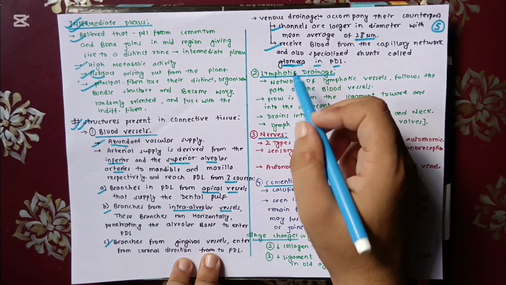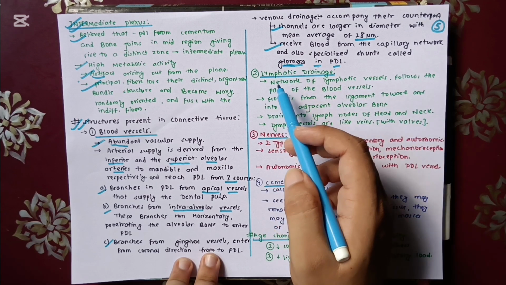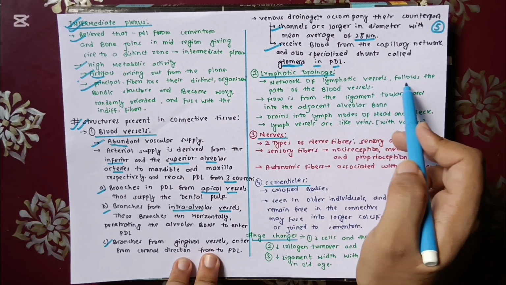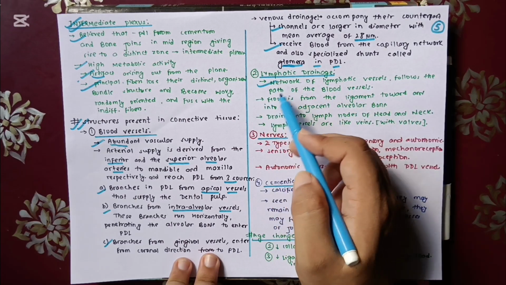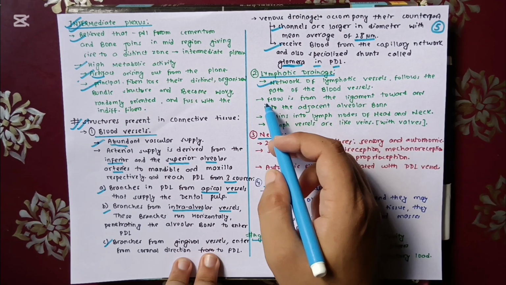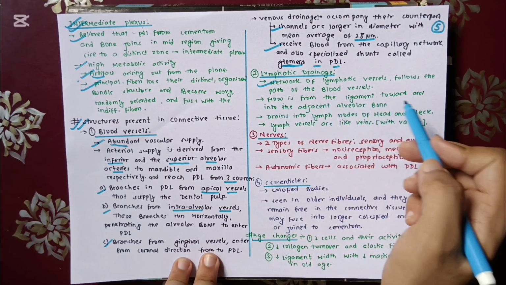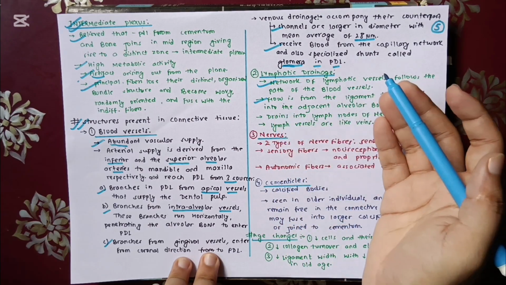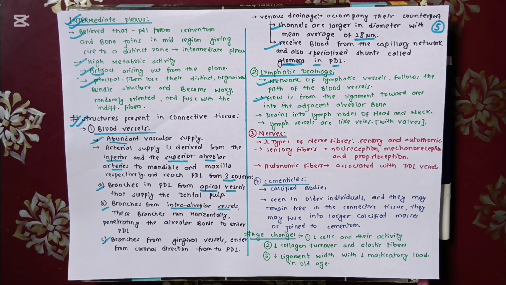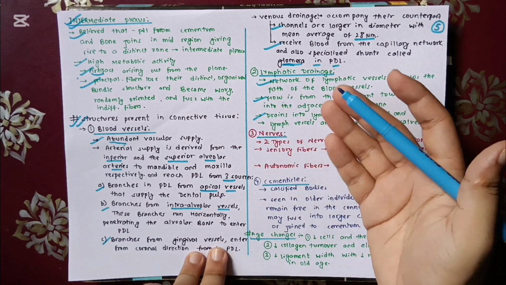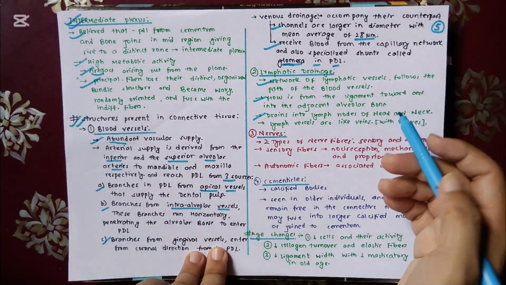Okay, so now another content of this connective tissue is the lymphatic drainage. In the lymphatic drainage, the network of the lymphatic vessels follows the paths of the blood vessels. Another point, flow is from the ligament towards and into the adjacent alveolar bone. And in the third point, it drains into the lymph nodes of the head and neck. Finally, it has to be drained into those lymph nodes of the head and neck.